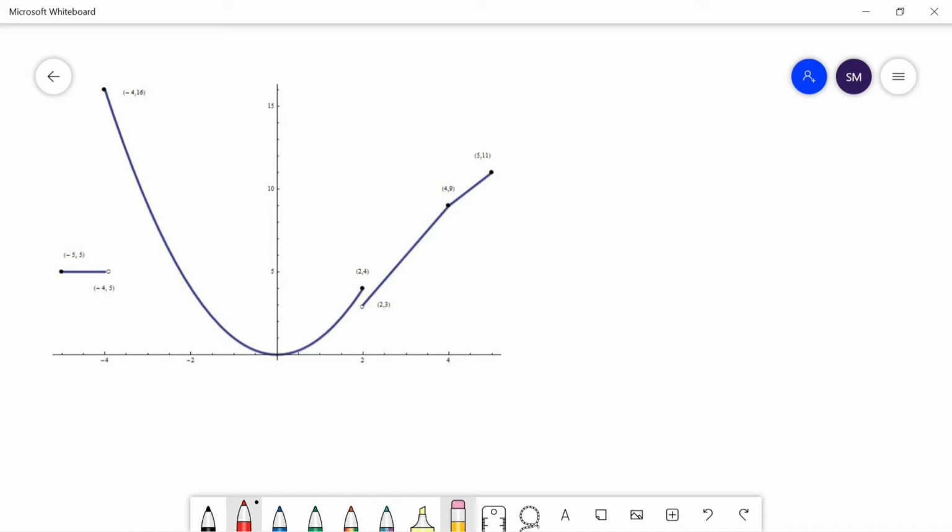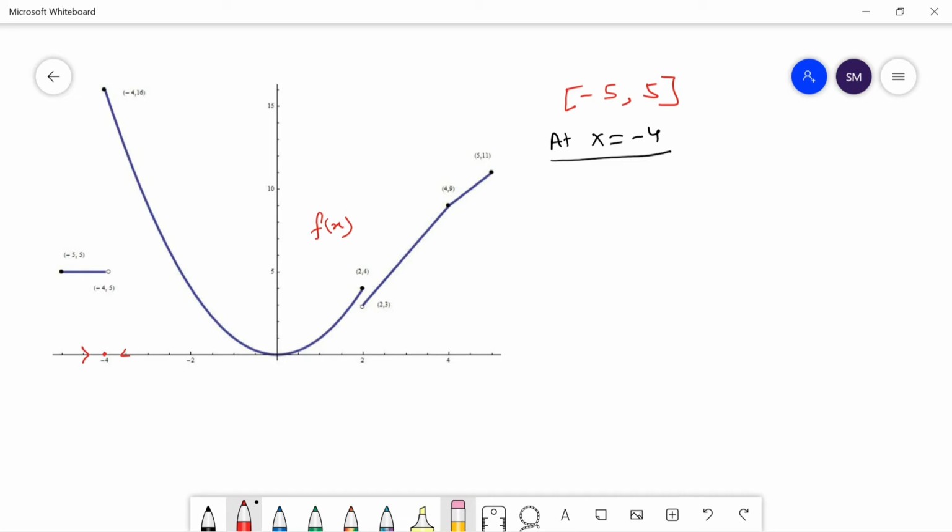So let's say this is the graph of the function f of x. The domain of this function is minus 5 to 5. At x equal to minus 4, you are coming from this side and this side. So this is x equal to minus 4.